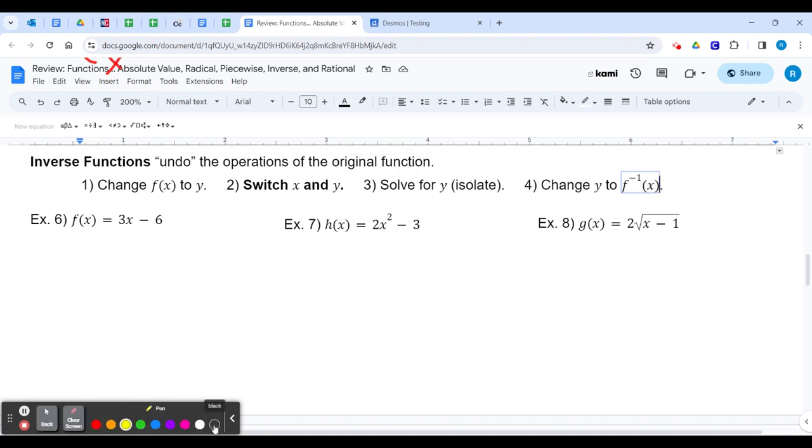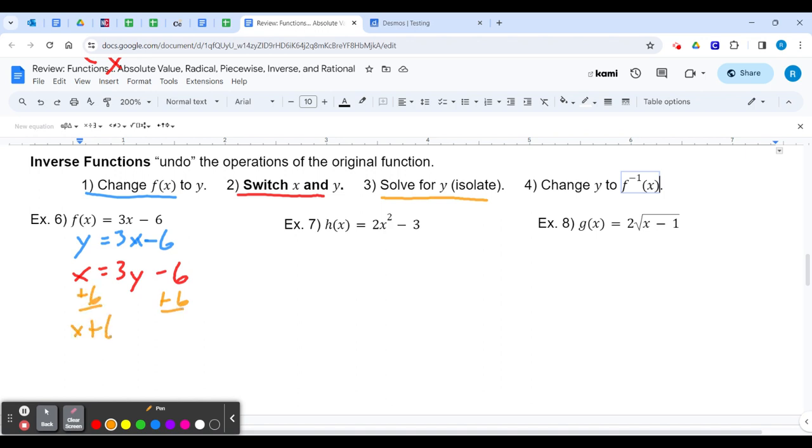And then we change our notation at the end, y changing to that inverse notation. So if I work through these steps here, in step 1, for example 6, I'm going to change my f of x to y equals 3x minus 6. And then this is that crucial step, step 2. I'm going to swap my x and y variables. So x equals 3y minus 6. Then I'm going to solve for y here. I'll do this step in orange. We're going to add 6 to both sides, trying to get the y alone. So then we get x plus 6 equals 3y. And then we're going to divide by 3 on both sides to get that y alone.